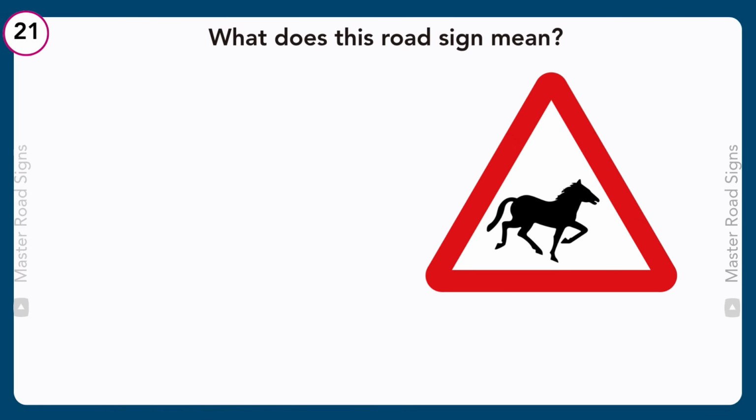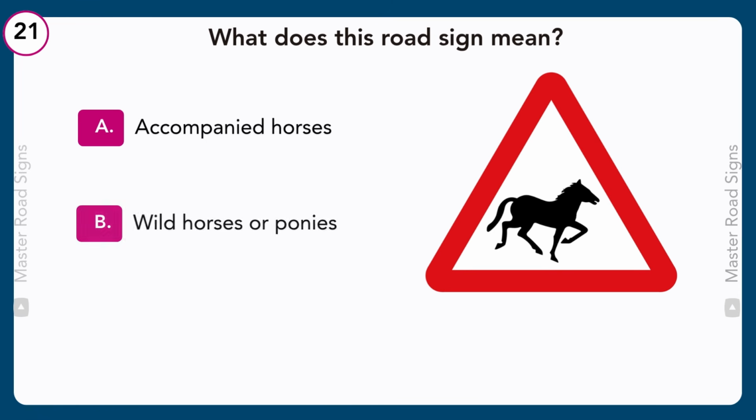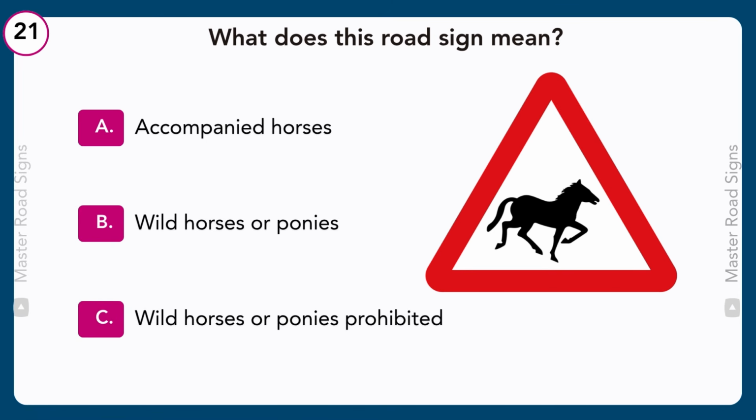What does this road sign mean? Option A, accompanied horses. Option B, wild horses or ponies. Option C, wild horses or ponies prohibited.